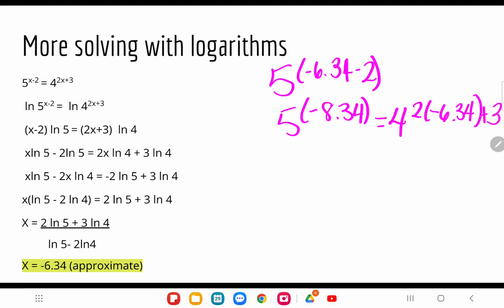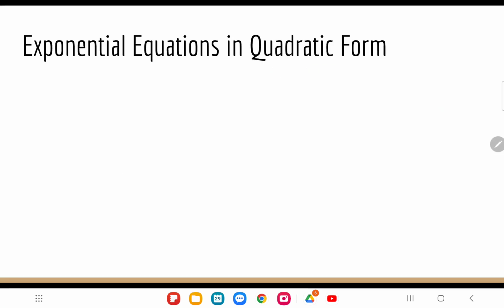Again, just as previously, that is going to give you a solution that is approximate rather than exact. So you do just want to keep that in mind. Another problem that you're going to see with some level of frequency is exponential equations in quadratic form. Let's look at how these are in quadratic form.